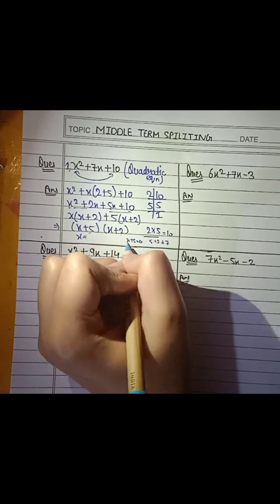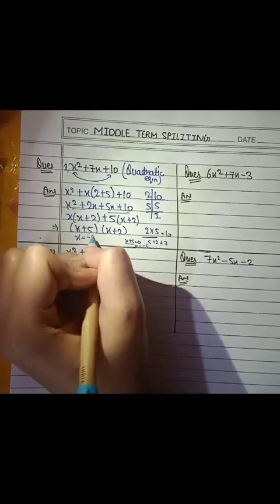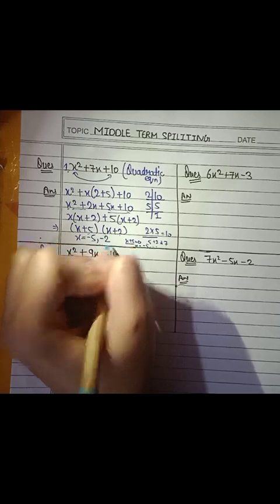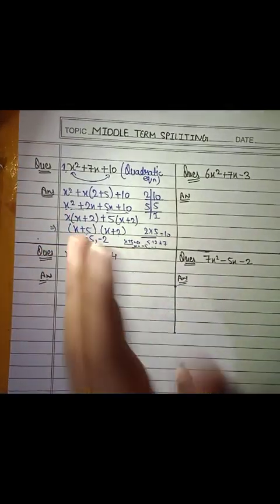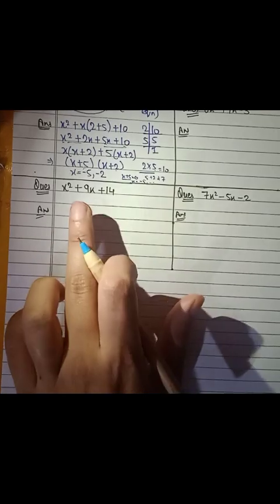For the roots, we get x plus 5 is equal to 0. When we move the plus 5 to the other side, we get x minus 5. So the roots are x is equal to minus 5 and minus 2.